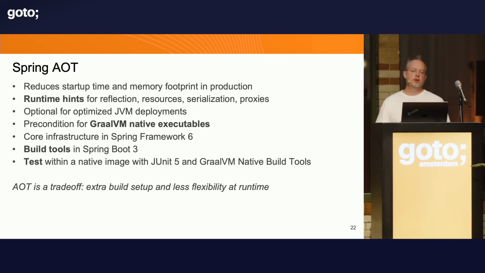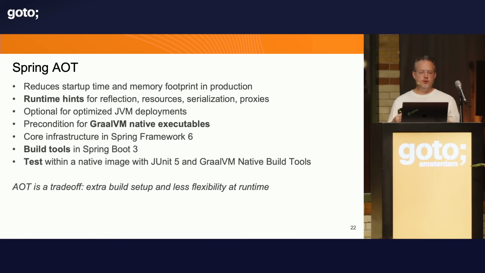And for native support, in addition to creating all of that code for your beans and the metadata, we also generate runtime hints. That's necessary for a GraalVM native image in order to be able to use things like reflection, resources like classpath resources, serialization, to generate proxies, and stuff like that. We generate that. If we don't generate it for you, we have ways for you to generate that yourself, and you can check out the documentation on that. In general, you could do this, as I mentioned, for optimized JVM deployment using Spring AOT for a little faster startup, but it's a precondition for running within a GraalVM native executable.